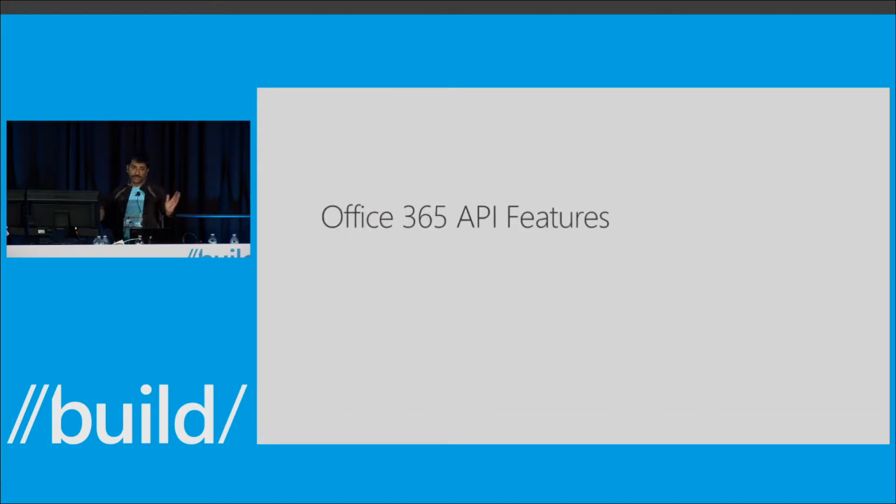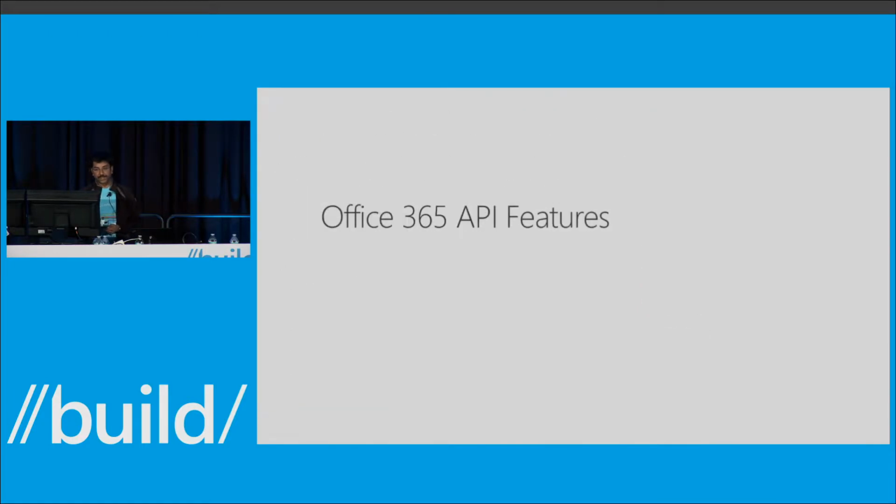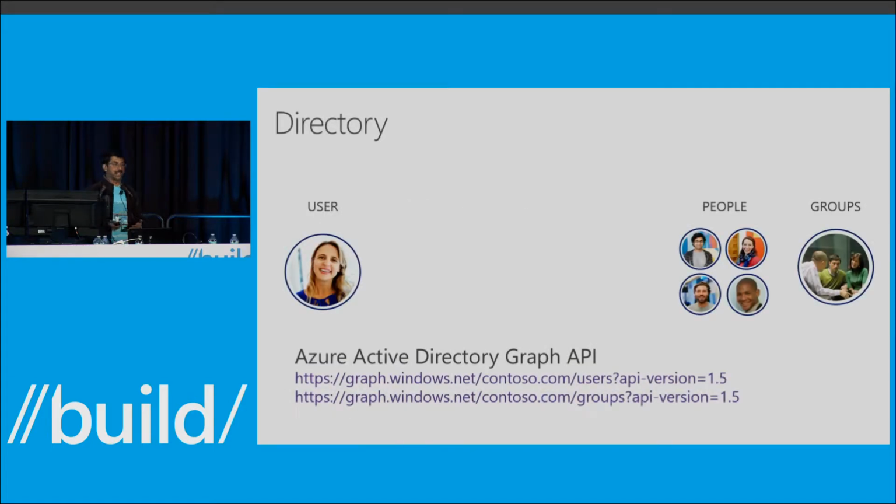So one other thing, there's no username and password. Everything that happens with Azure AD is that it's redirected to Azure AD. You get authenticated, and then it gives you a token, and you use the token to talk to these APIs. So let's quickly go through the different features we have.